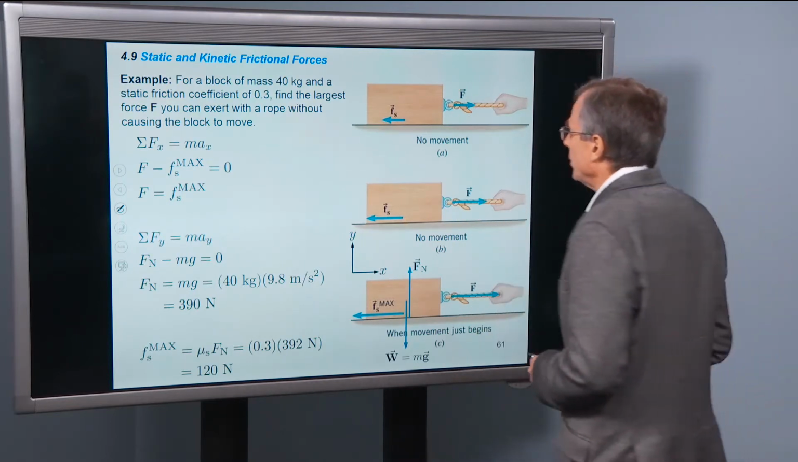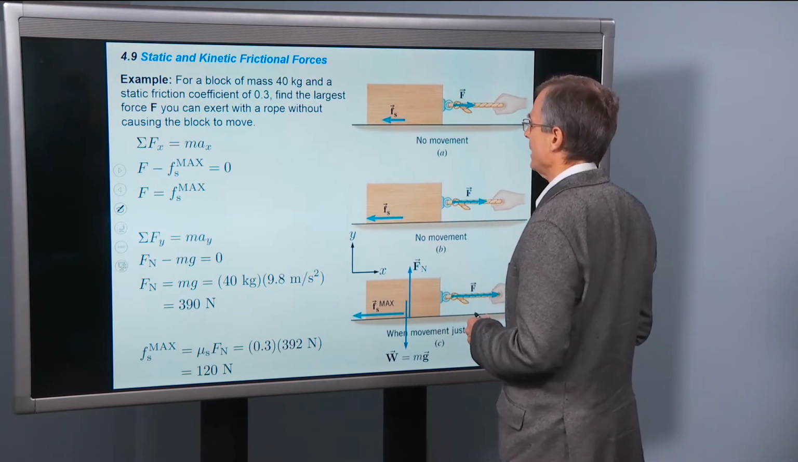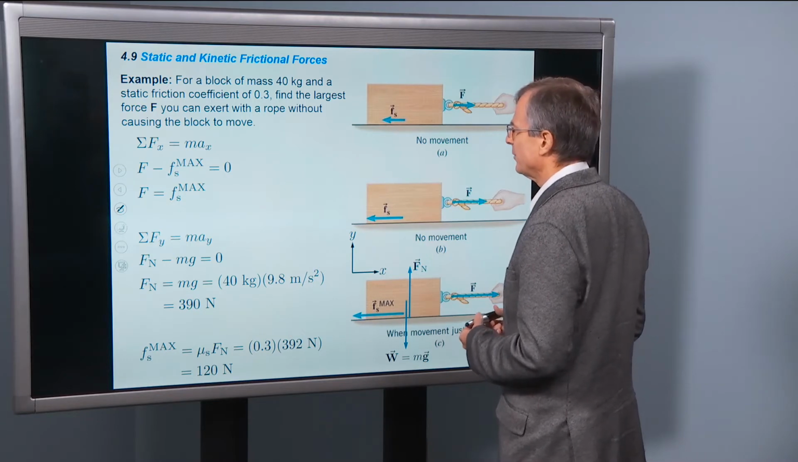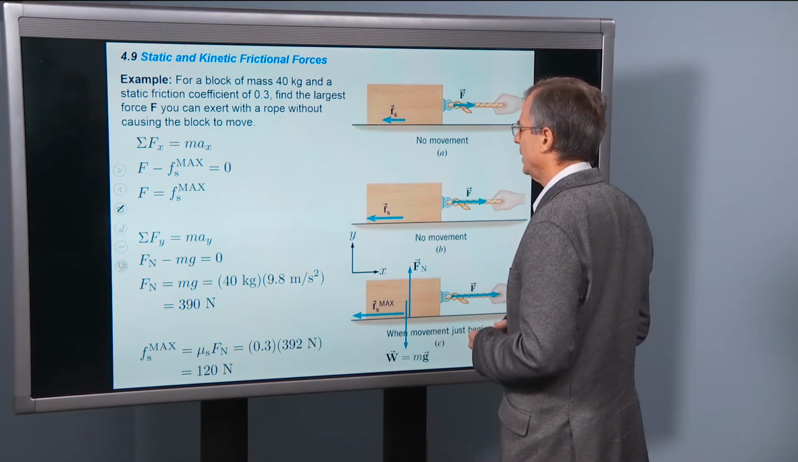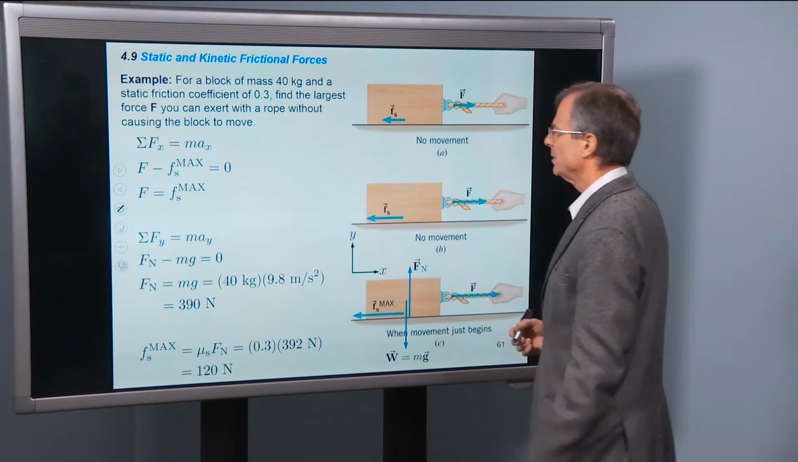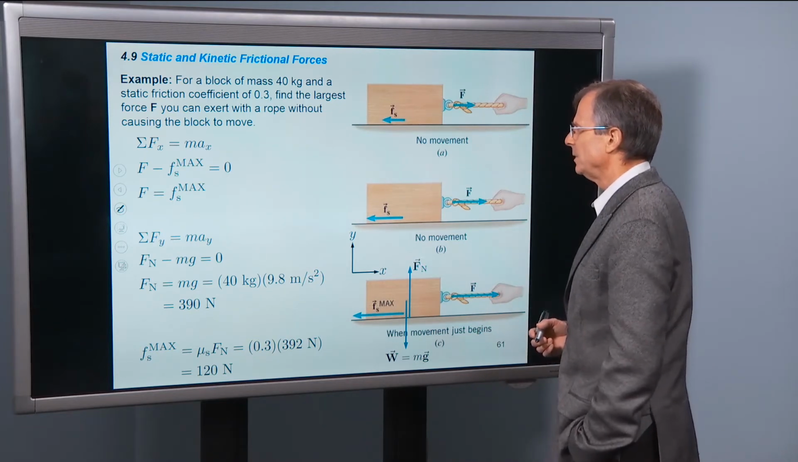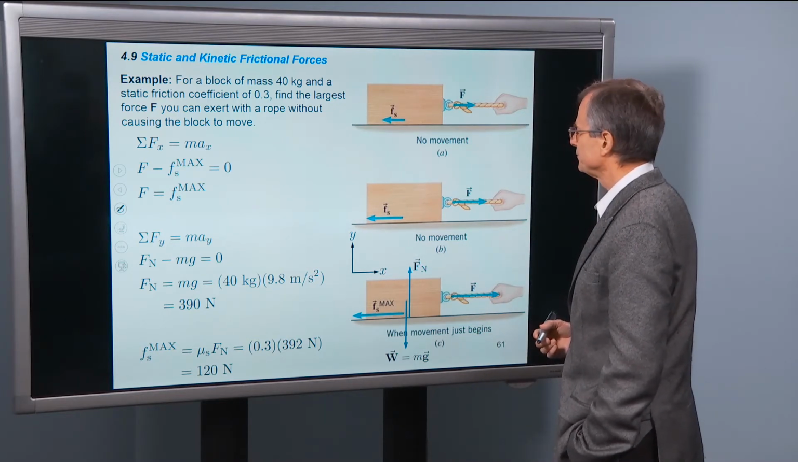All right, an example. Block of mass 40 kilograms, and a static friction coefficient of 0.3. Find the largest force F you can exert with a rope without causing the block to move.